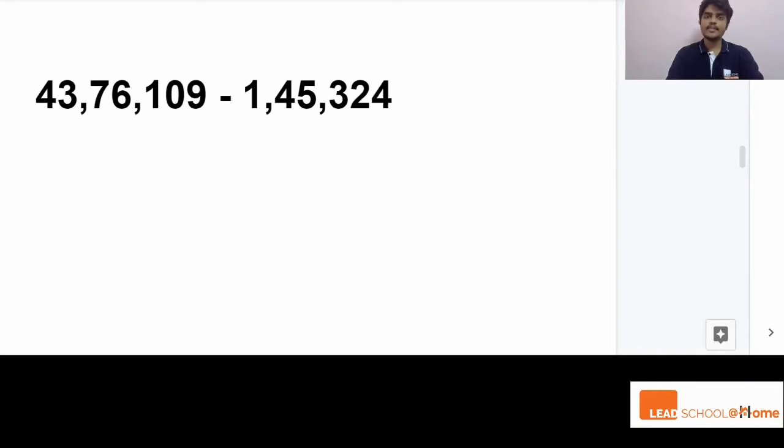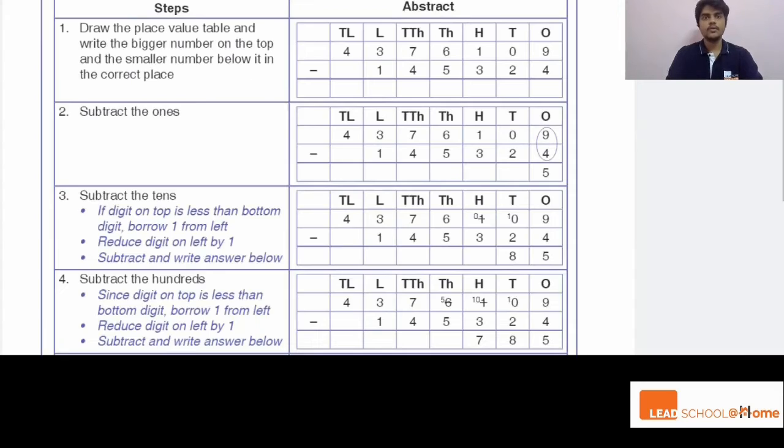Alright students, our time is up. Let us now check our answer to this question. Please put down your pens and pencils while we check our answer. So this was our question, 43,76,109 minus 1,45,324. The first step was we draw the place value table, the bigger number at the top and the smaller number at the bottom.